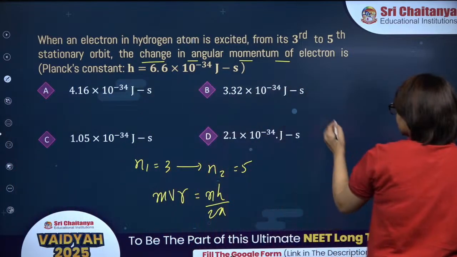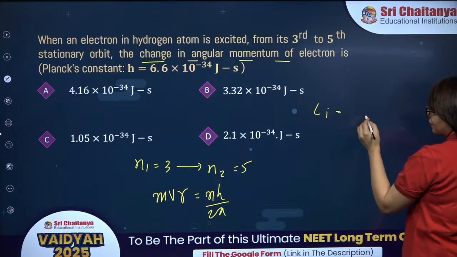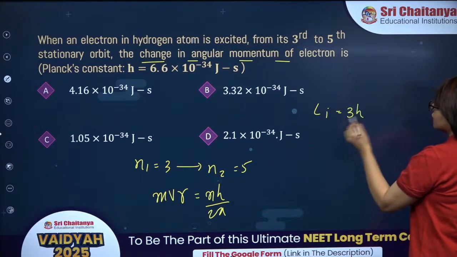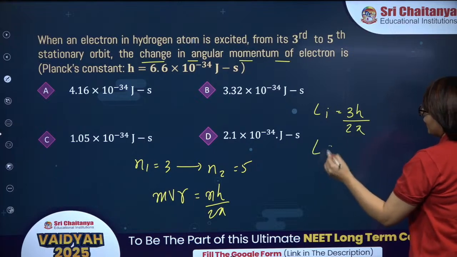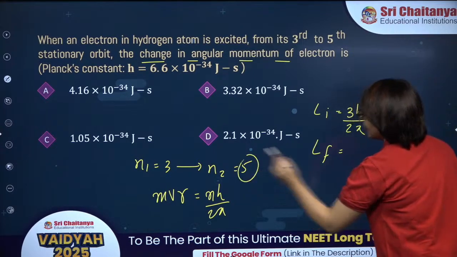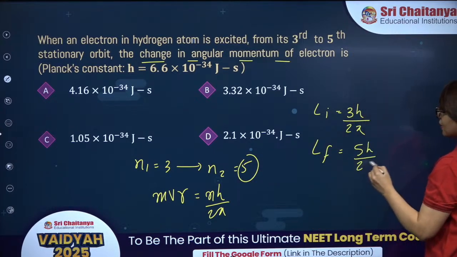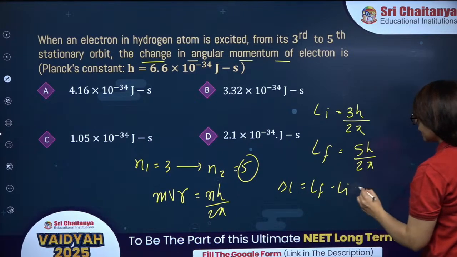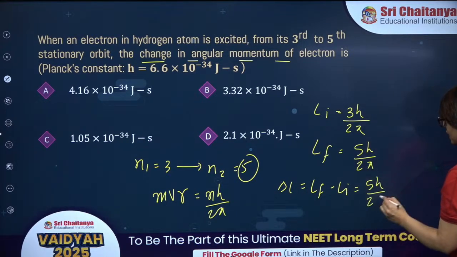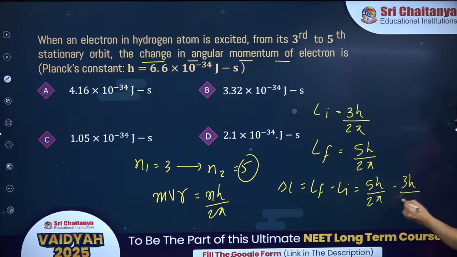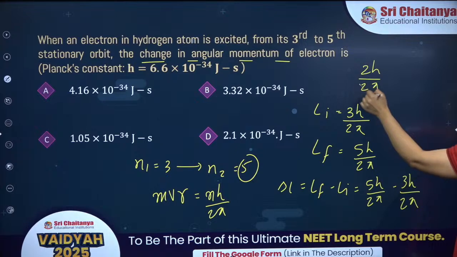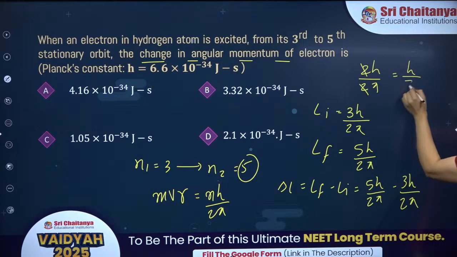Angular momentum initial is mvr, and it should be nh upon 2 pi. So n is 3, 3h upon 2 pi. Final, n is now 5, so it is 5h upon 2 pi. So what is the change in angular momentum? L final minus L initial, 5h upon 2 pi minus 3h upon 2 pi. So it will be 2h upon 2 pi, the 2 cancels, so it is h upon pi.